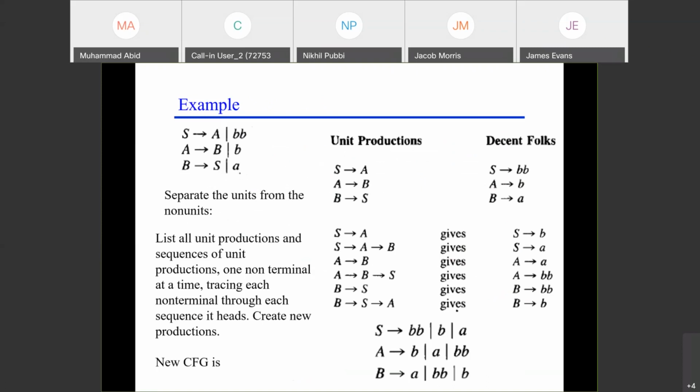Okay, so look at this one. So this is our grammar. First of all, this grammar, I have a question for you guys. Who will give me the answer?